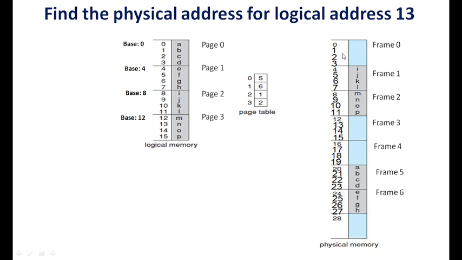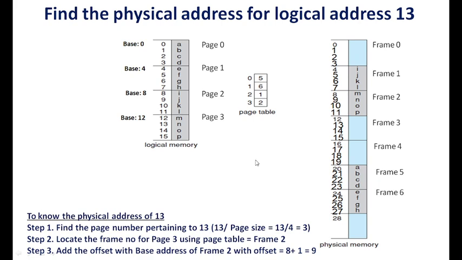So how to convert 13 into a physical address? We can just follow these steps. First step: find out under which page number 13 is present. Just divide 13 by 4, because the size of a single page is 4. You get 3 as the answer. That means page 3. So page 3 contains the logical address 13.